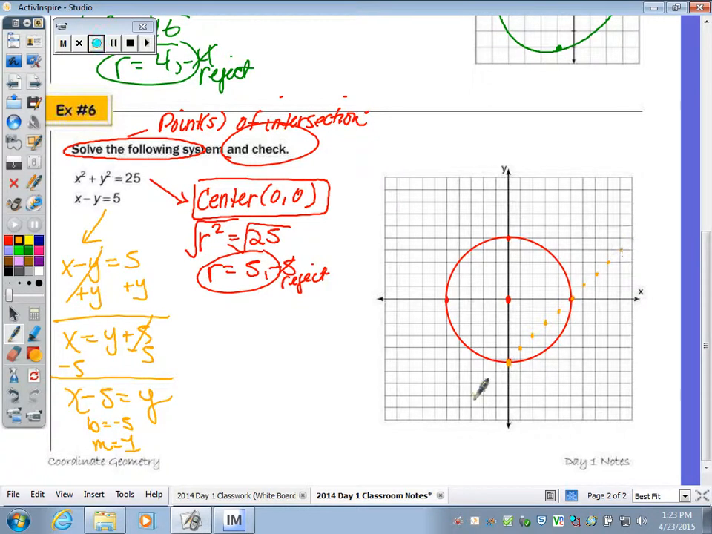Again, you can use your straight edge. I'm just going to sketch it freehand. When you label, you want to label with the original equations.